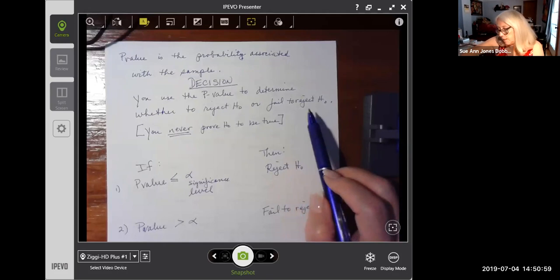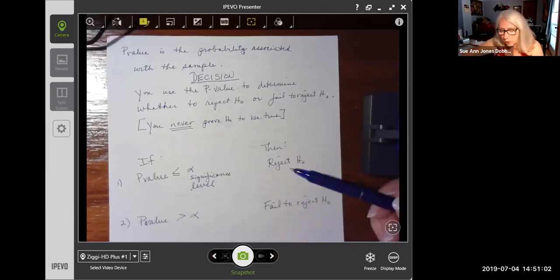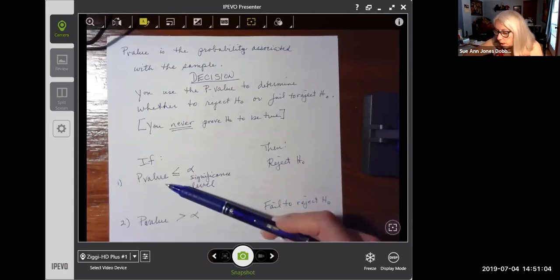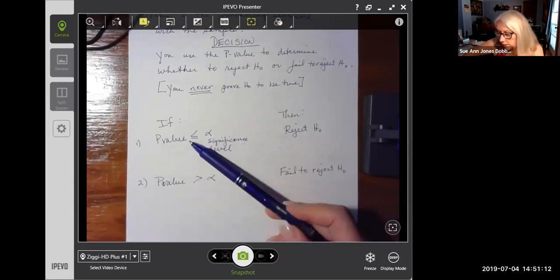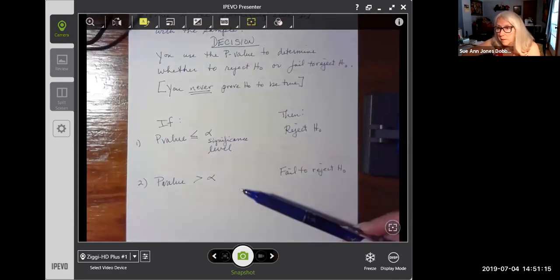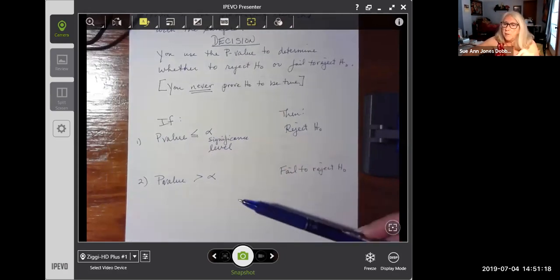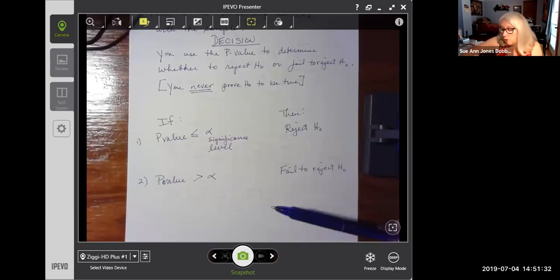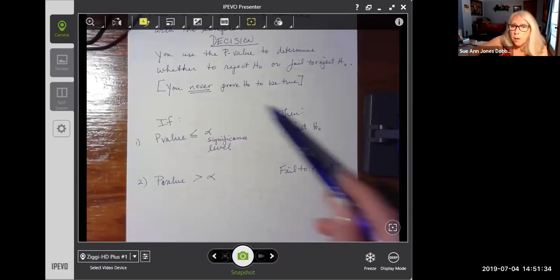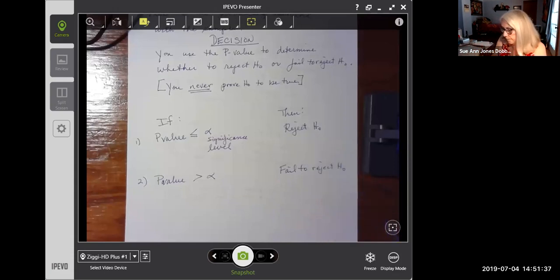Okay, so that decision here is fairly simple. The technology is going to give you this thing called a p-value. You compare the p-value to your significance level. If the p-value is less than or equal to your significance level, then you reject the null hypothesis, because when the p-value is less than the significance level, it is in an extreme region. When the p-value is greater than the alpha, then you fail to reject the null hypothesis. Now, you'll have to memorize this little thing here, but that's not very difficult to do.